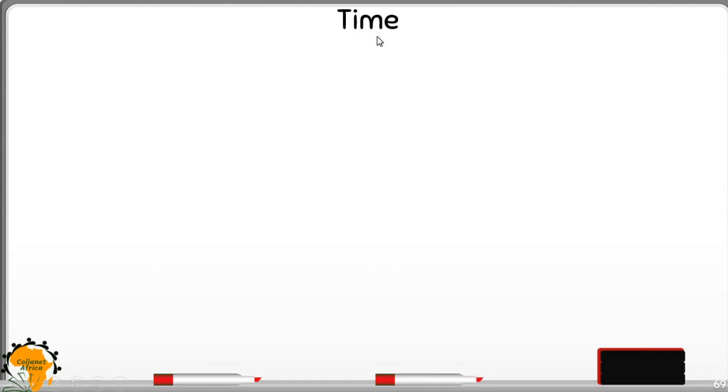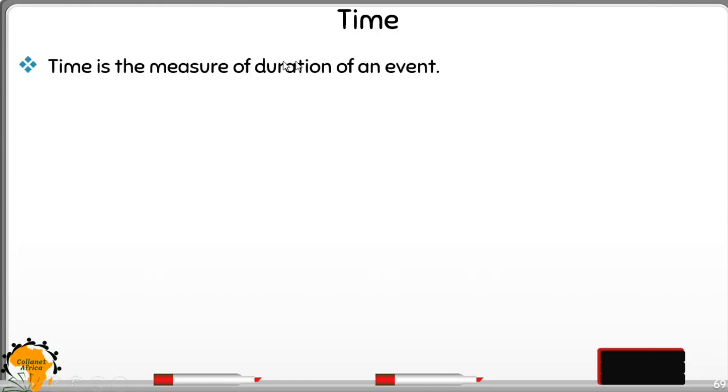Welcome to today's lesson. We are going to look at time. Time is defined as the measure of duration of an event. It is measured in seconds. The SI unit is seconds and the symbol is small s.